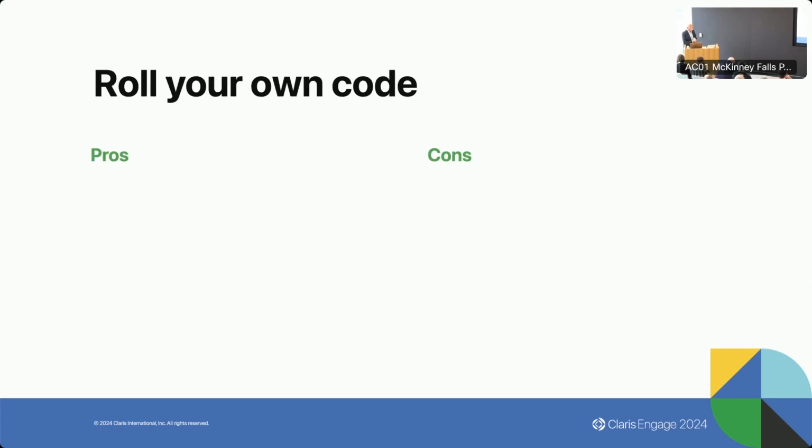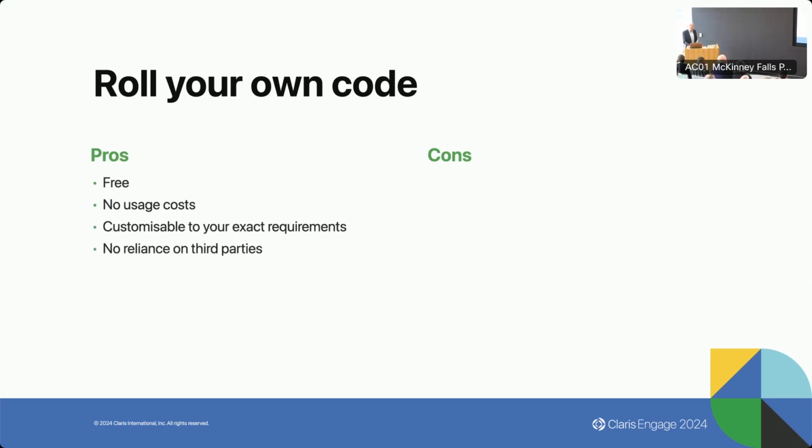Okay, let's take a look at the different options and the pros and the cons and how we might go about using them. Roll your own code. It's free. Sort of. There are no usage costs if you're rolling your own code. You own the code. It's customizable to your exact requirements. And sometimes that can be a very important aspect of it. You've got no reliance on third parties. You wrote it. It's your data and it's running on your service. And in some situations, that does become a very important aspect of it.